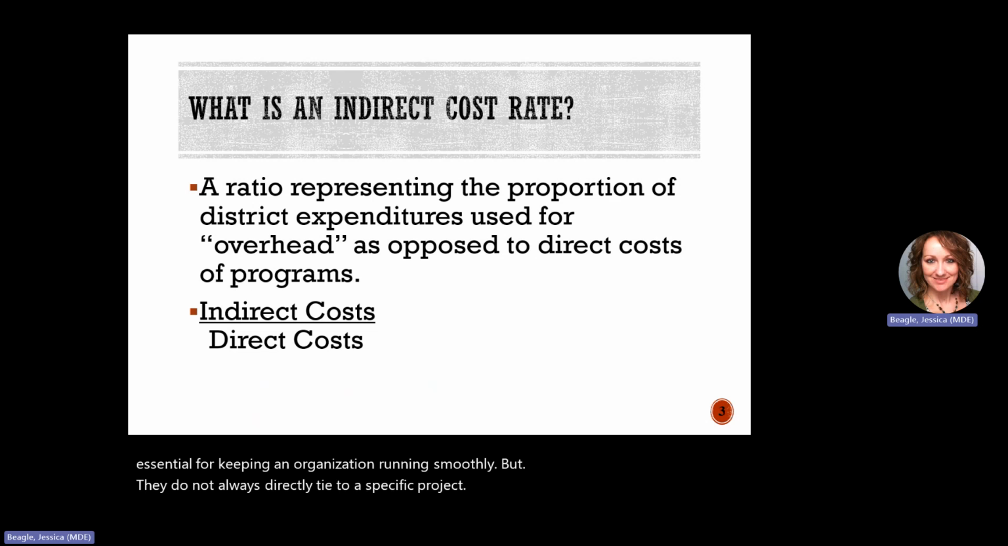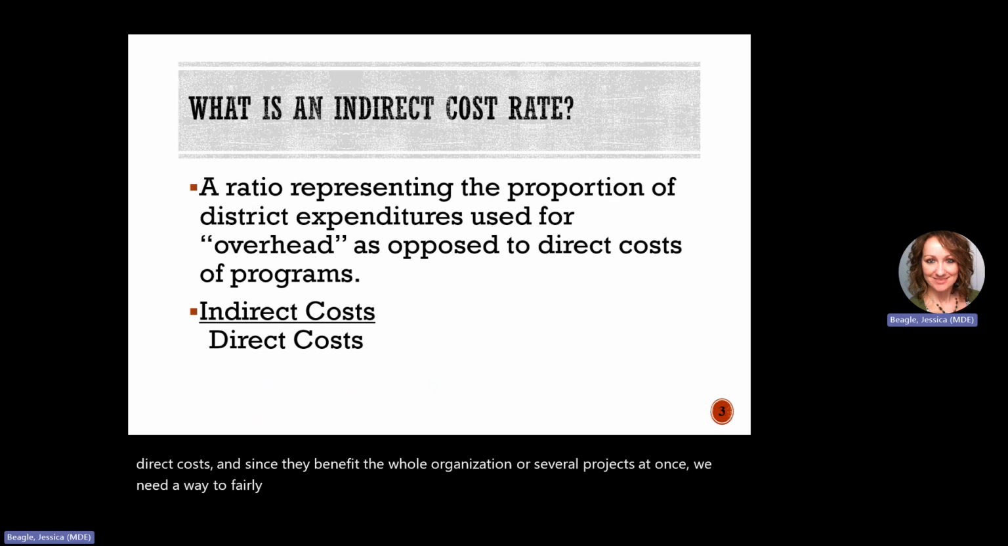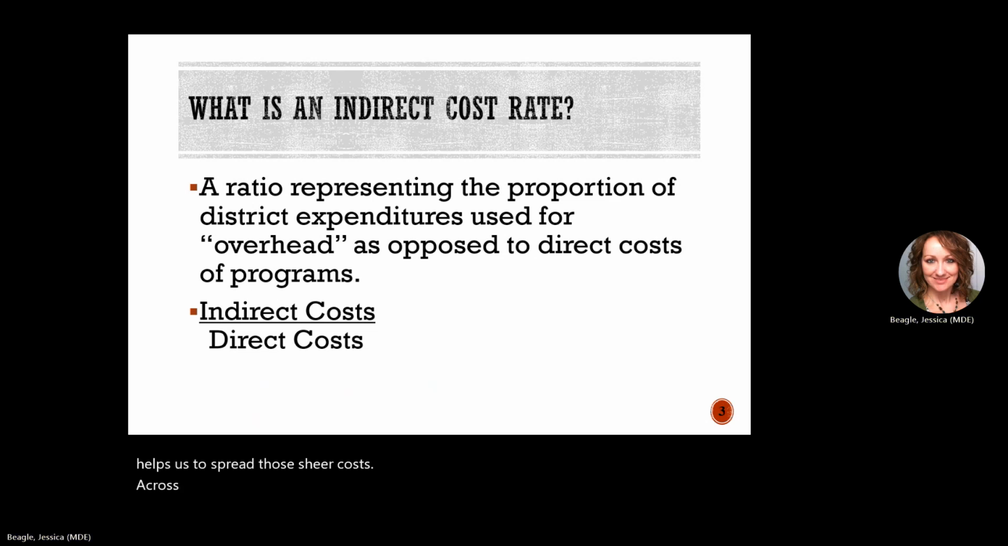So, for example, think about the rent for office space or the utilities that we all rely on, administrative salaries, and the office supplies that we use every day. These are common indirect costs, and since they benefit the whole organization or several projects at once, we need a way to fairly distribute these expenses. That's where indirect cost rates come in. It helps us to spread those shared costs across different projects.